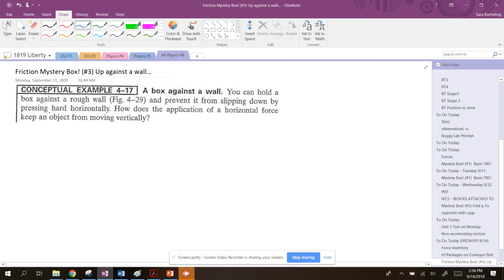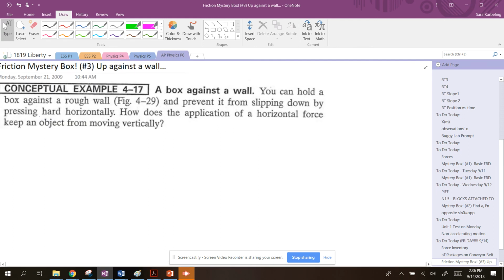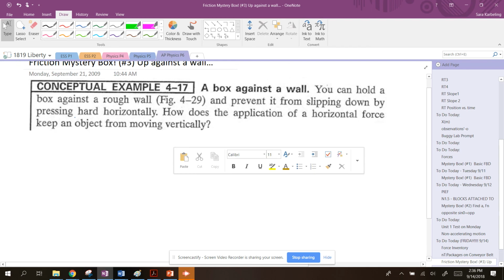Let's talk about friction. Here's the situation. I really like this question. I'm going to use this box, and this is going to be my mystery box for right now. I can hold this box up against the wall. You watching? Everybody see it? Can you all see?